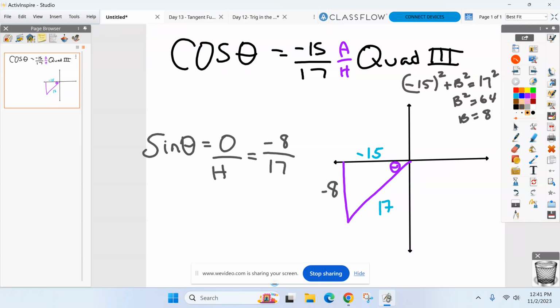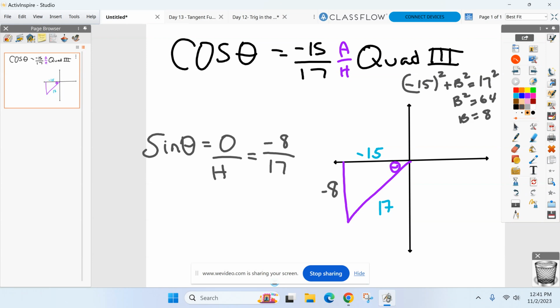And what quadrant am I in again? 3. So what do you know about sine in quadrant 3? Positive or negative? So that's why my answer should be negative. We've got to start paying more attention to what quadrant I'm in, because that'll determine if my answer is positive or negative at the end.